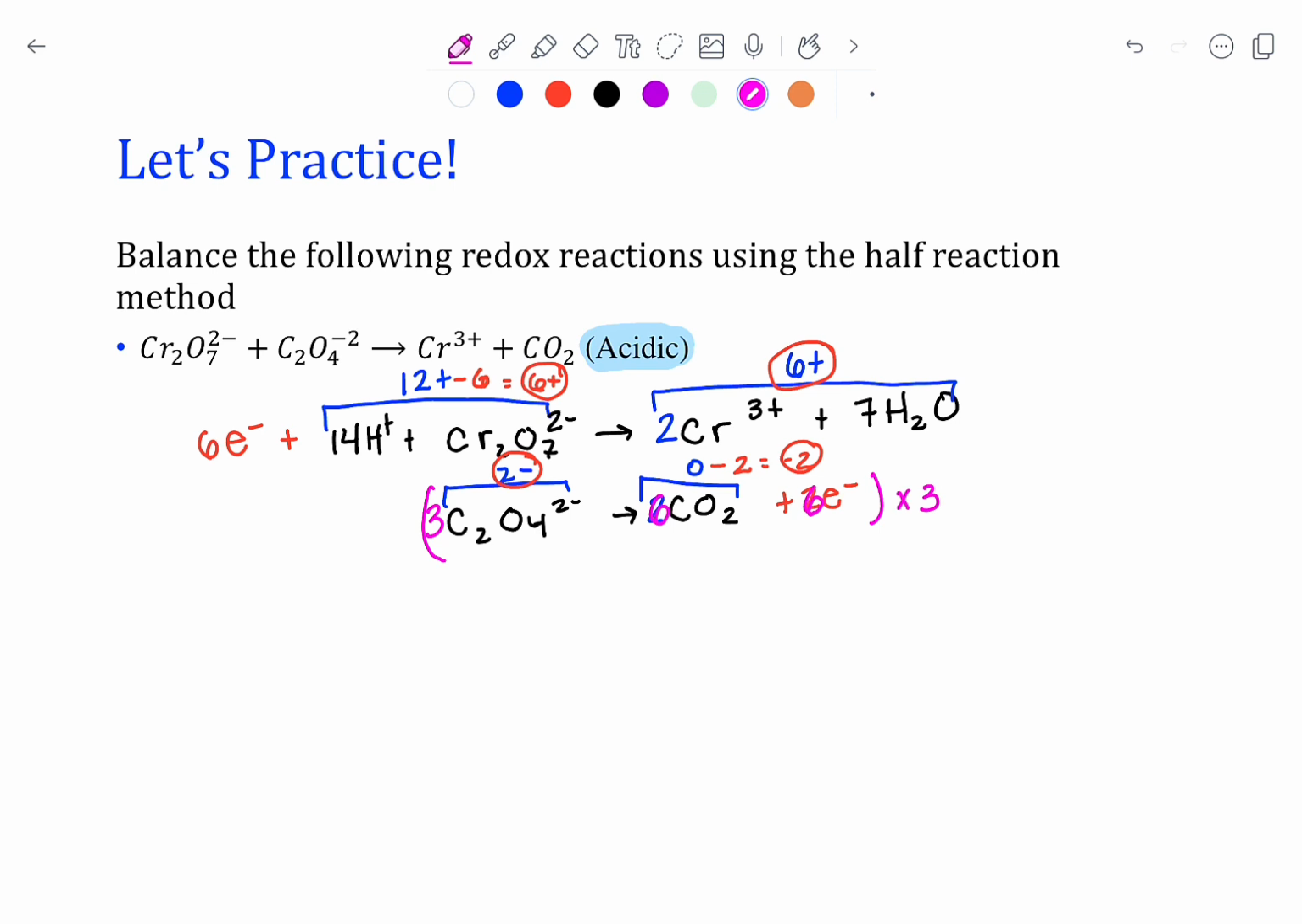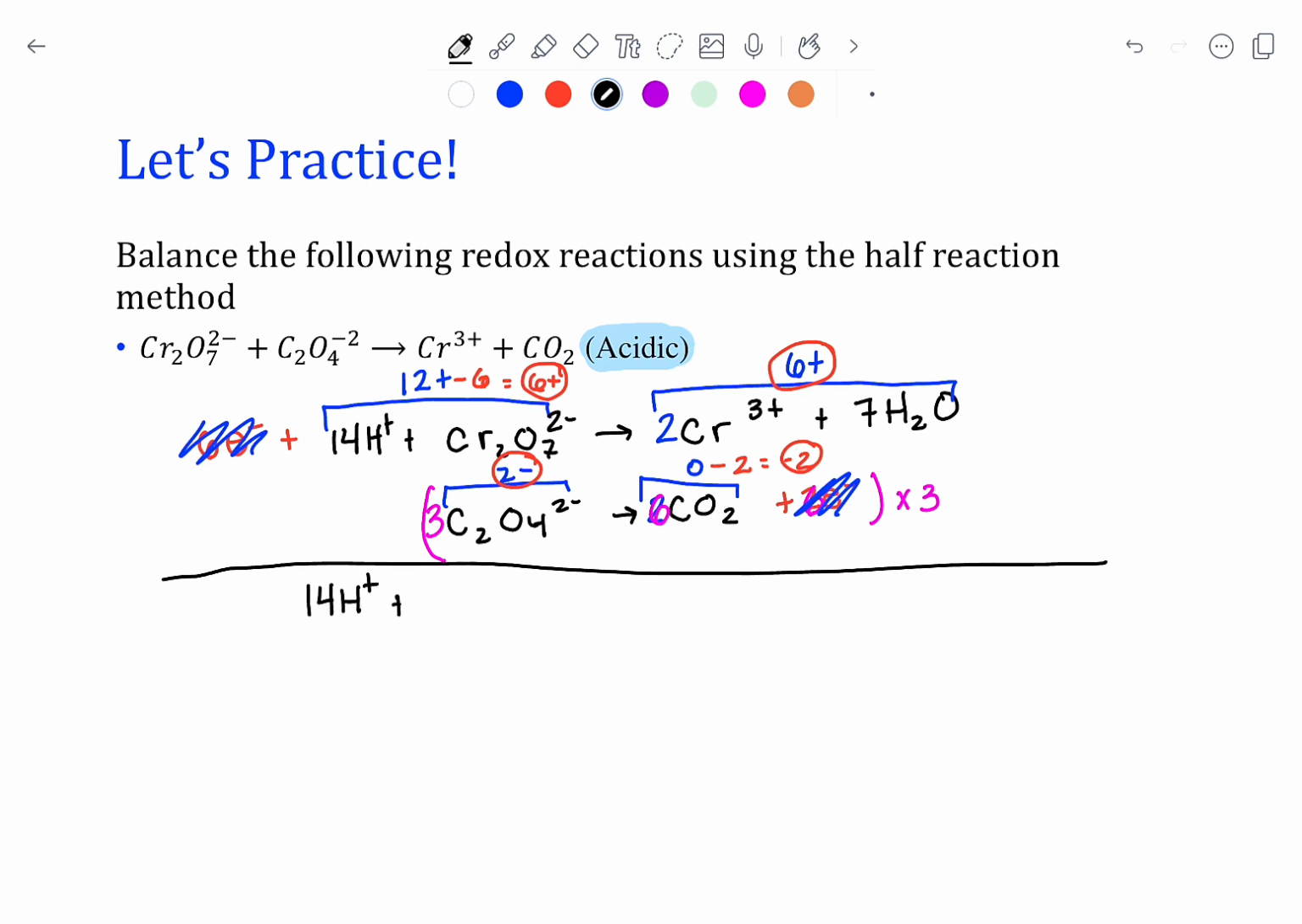Now that we've multiplied, we can now add these two equations together in our next step. So we know our 6 electrons are going to cancel on both sides, and this is going to leave us with 14 H+ plus Cr2O7 2- plus 3 C2O4 2- going to 2 Cr3+ plus 7 H2O plus 6 CO2.